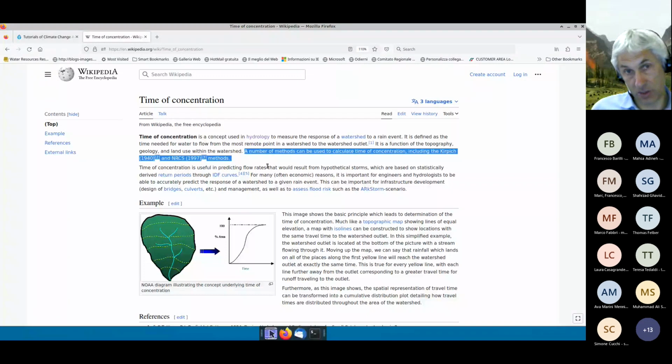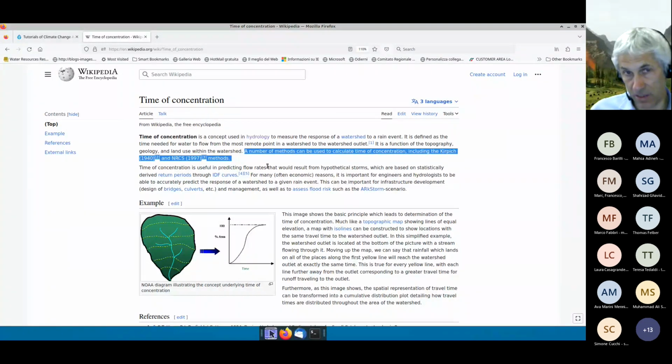So again, what is the time of concentration? It's the travel time taken by a drop of water that falls in the most remote location of the catchment to flow down to the catchment outlet. It's the travel time of the most remote drop to get into the river at the outlet.